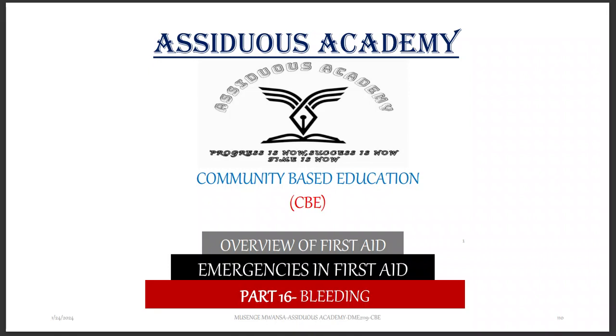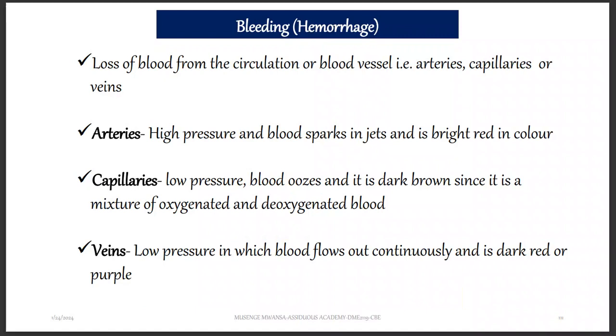This is part 16 of emergencies in first aid, and we talk about bleeding. Bleeding is basically loss of blood from circulation or from blood vessels like arteries, capillaries, or veins. It's also known as hemorrhage.